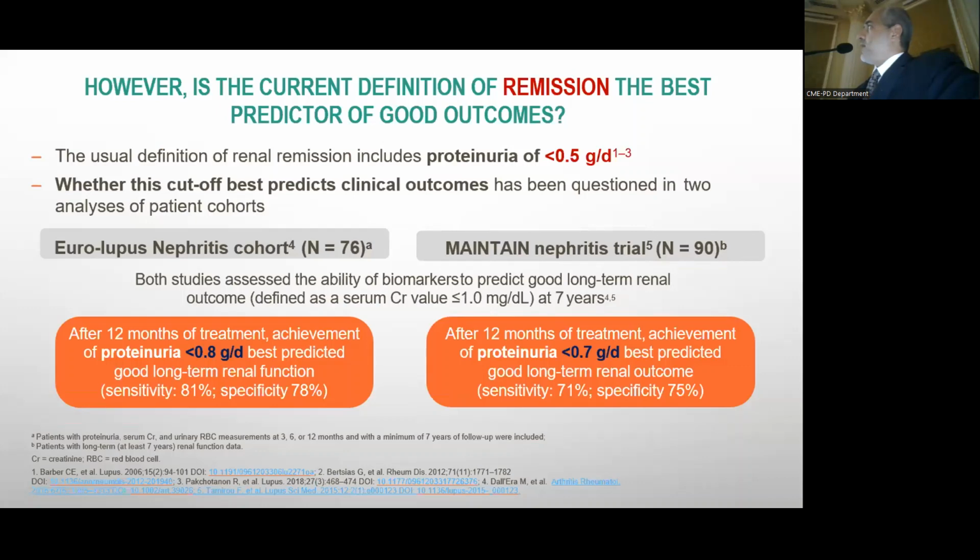But in two other trials, the Euro-Lupus Nephritis Trial and the MAINTAIN trial, they defined different cutoff levels of proteinuria. The Euro-Lupus trial found less than 0.8 gram per day to be the best predictor of long-term outcome, while the MAINTAIN Nephritis Trial defined 0.7 grams or less of protein in urine as the best predictor of good long-term renal outcome. But KDIGO defines remission as proteinuria of less than 0.5 gram per day.